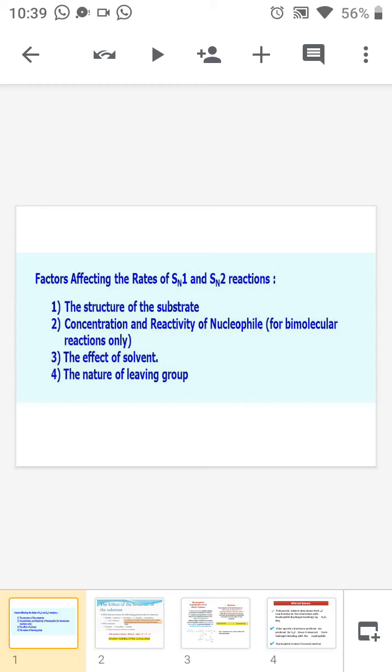Good morning, everybody. Today we are discussing the factors which affect the rate of the reaction of SN1 and SN2. There are four factors which affect the substitution reaction. First is the structure of the substrate. Second one, the concentration and nature of the nucleophile. Third one is the effect of the solvent. And the fourth one is the nature of the leaving group.